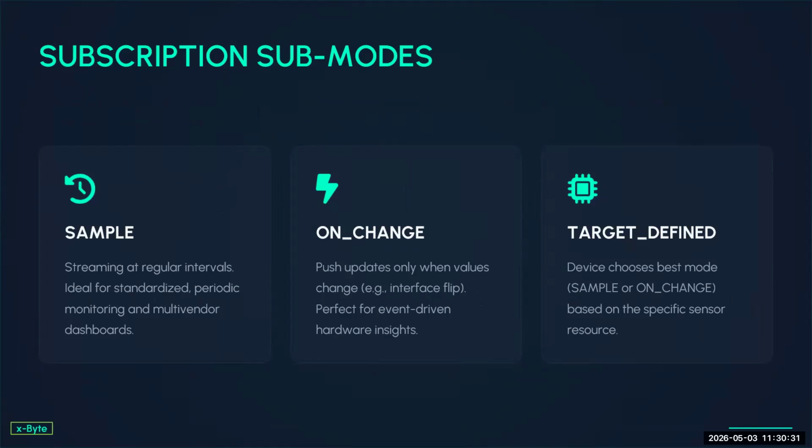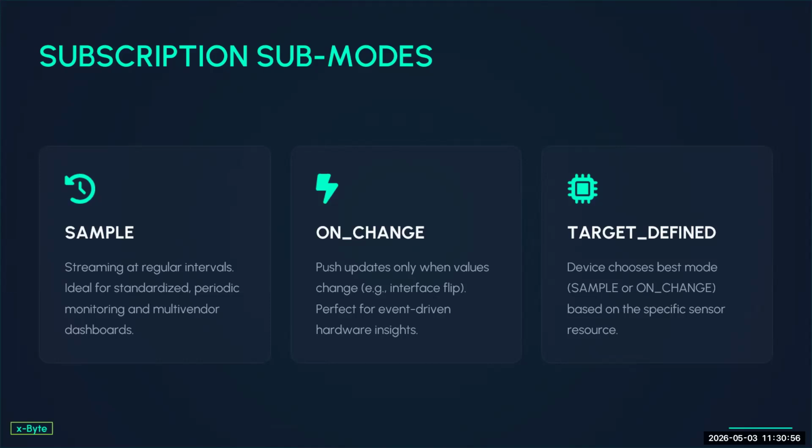Okay, so there are some submodes of subscription: one is sample, the second is on change, then targeted. When we think about sample, what is that? It's streaming at regular intervals. I just want to stream that data over a particular time period.